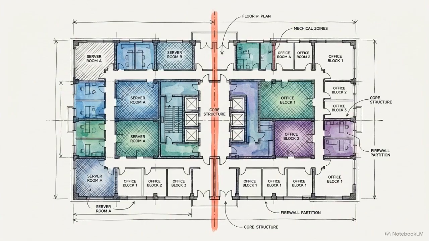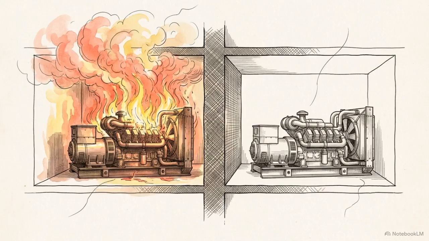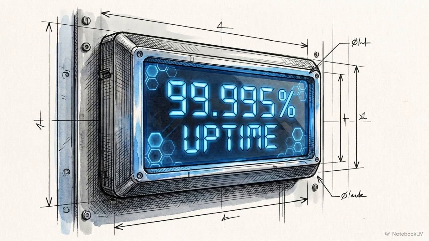Tier 4 also mandates deep physical compartmentalization. The primary and secondary power systems must be housed in completely separate fire-rated rooms, so that a localized fire or water leak cannot destroy both systems at once. Tier 4 delivers near mathematical certainty of electrical delivery.